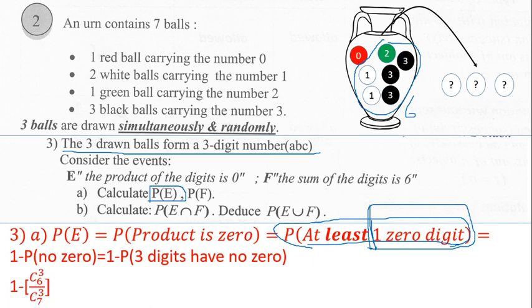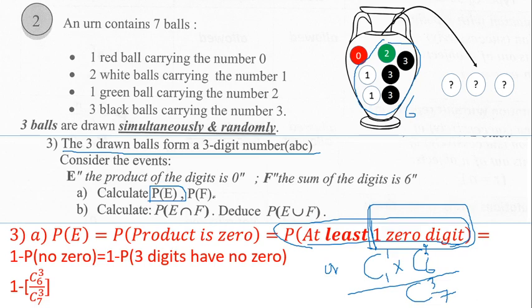Why do I prefer this method? Because if you have 2 zeros or 3 zeros, you would have to start working on each of those cases. Now, the other method, because we have 1 zero, you can say: choose 1 zero out of 1, times choose 2 out of 6, over choose 3 out of 7.